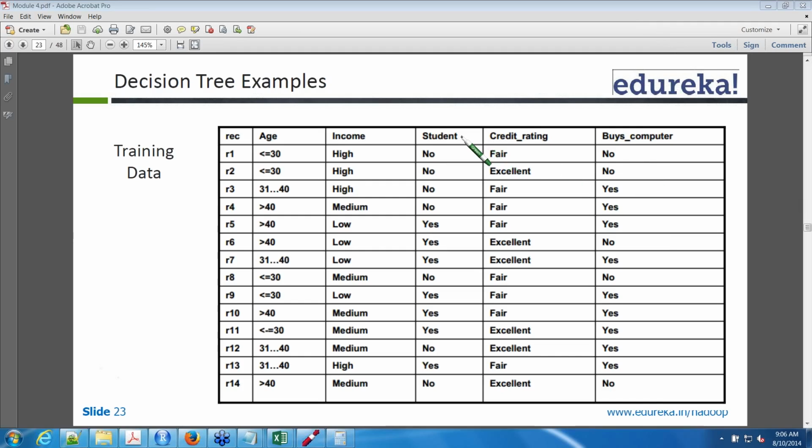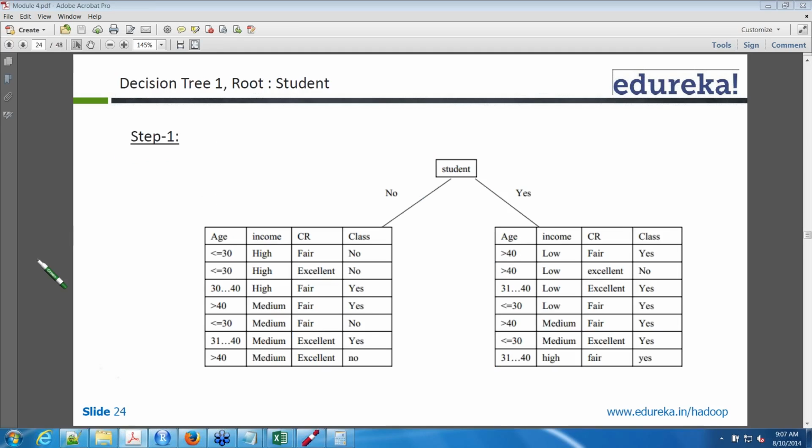So my requirement is to find out whether the candidate will buy the computer or not. If you look, there are categories of age also available: less than or equal to 30, between 31 to 40, and greater than 40. Likewise, we have different categories. Now student is the root node, and we're splitting the data further on yes or no. It's the same as the example we have seen, so we'll be moving fast. Just stop me if you don't understand.